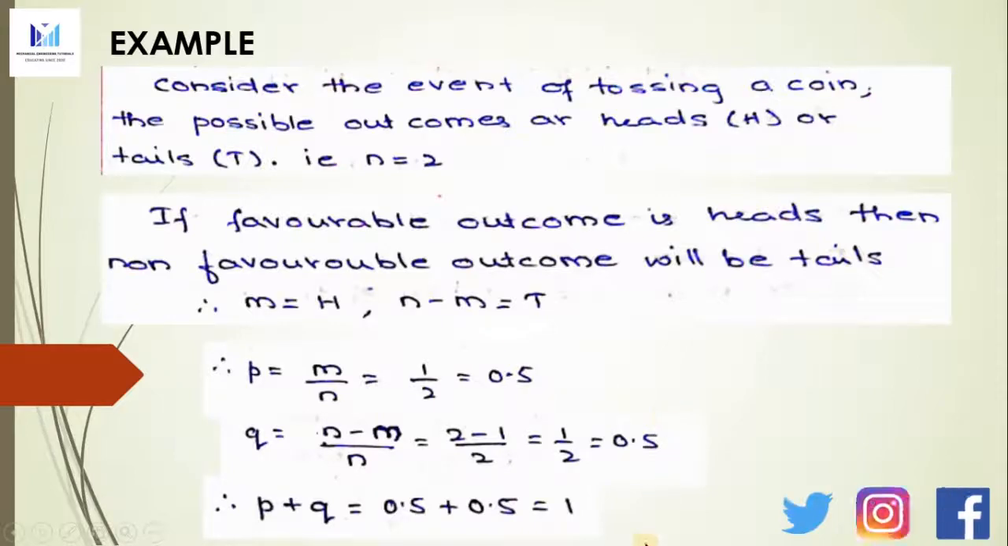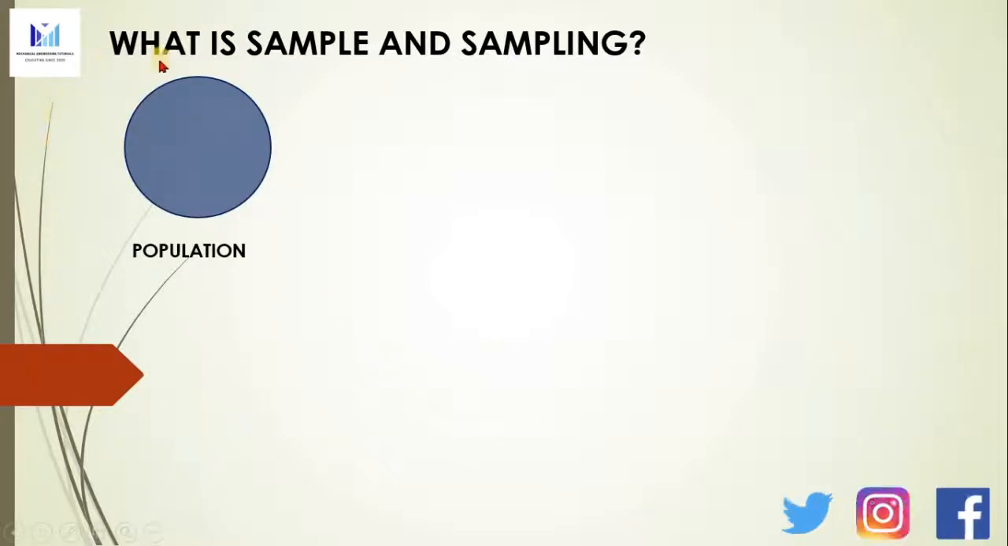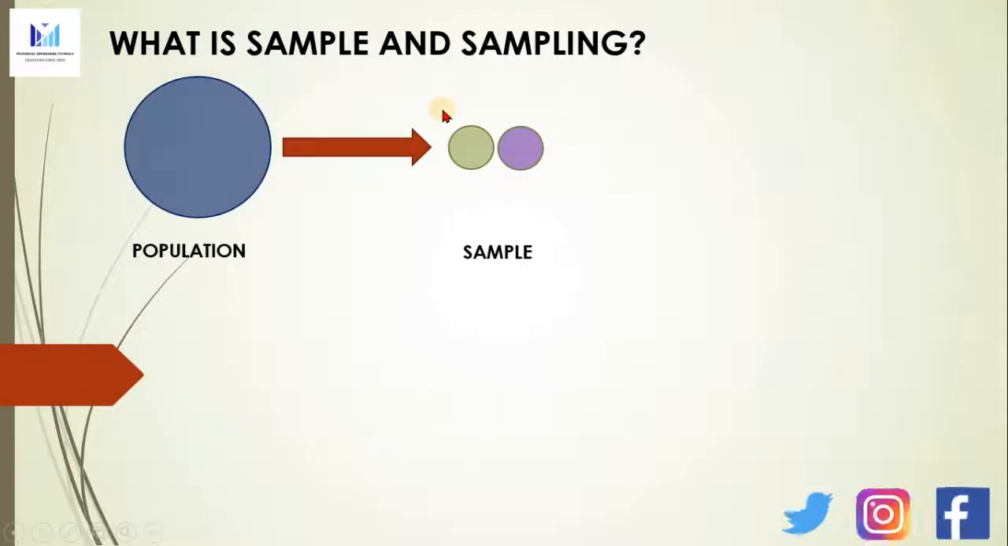Now we shall move on to the sampling distribution. Before we move on to the sampling distribution, first let us try to understand what is a sample. You take a population. This population can be anything, a large group. From this population, you take a part of it, we call it a sample.